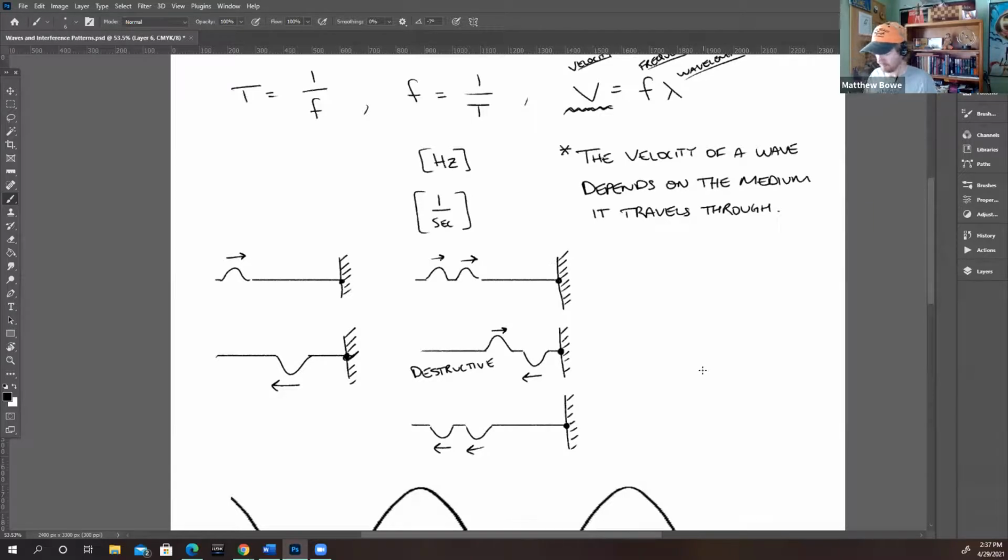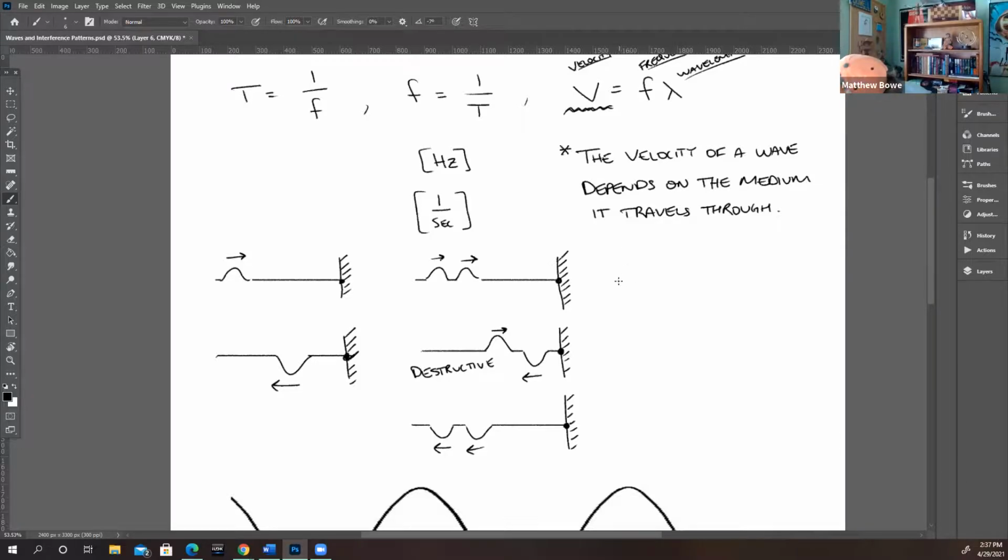Okay, this is where you guys can make this look better, or you could actually see it in action in the simulations. The drawings aren't as good as actually seeing the waves move.